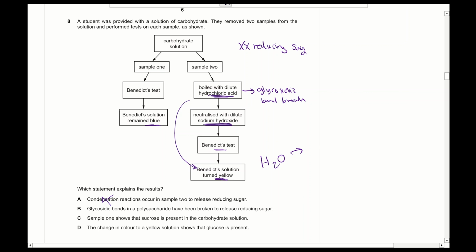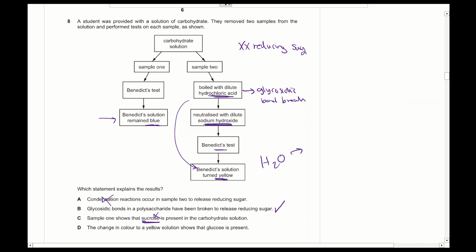B. Glycosidic bonds in a polysaccharide have been broken to release the reducing sugar. Yes, I've just mentioned this point a few times. C. Sample 1 shows that sucrose is present in the carbohydrate solution. This is incorrect since sucrose is a non-reducing sugar, and this test confirms the presence of a reducing sugar. Therefore, this is incorrect.